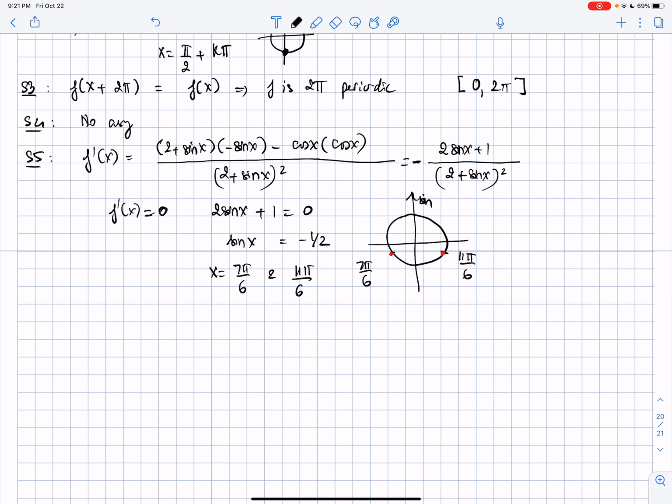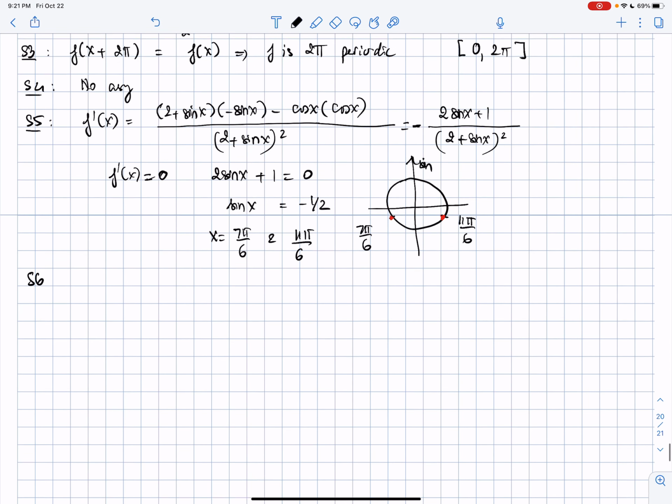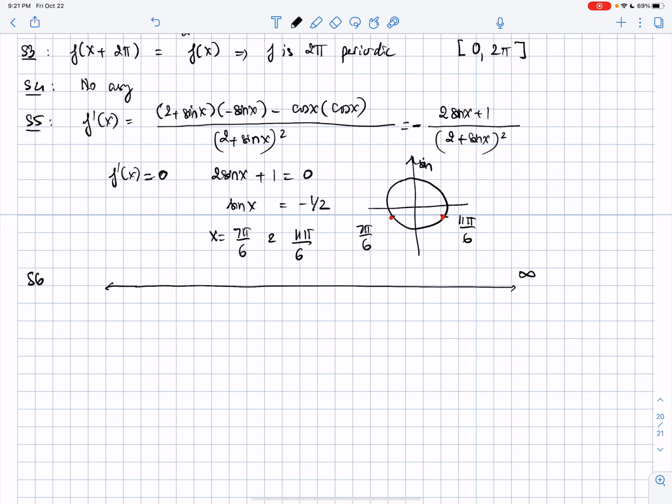Now step number 6, we will find the local minimum and local maximum. So we need to know where f prime is positive or negative, so f will be increasing or decreasing. We're going to look at 0 to 2 pi only. So let's forget about negative infinity and positive infinity. And then we will plug in 7 pi over 6 and 11 pi over 6.